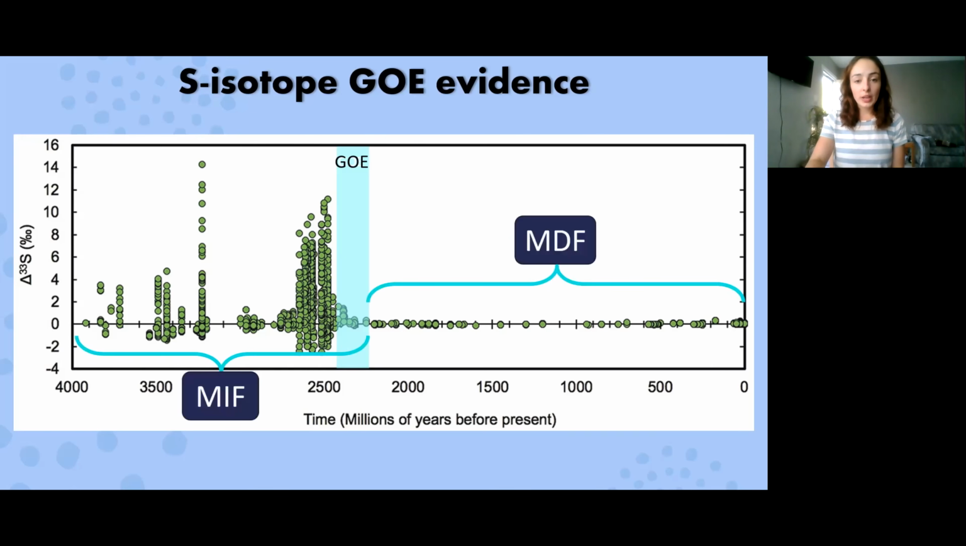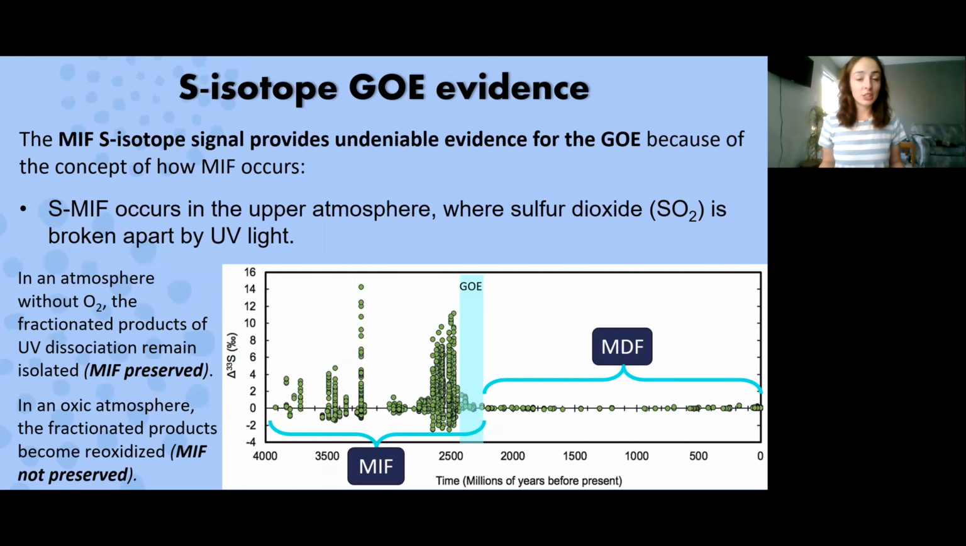Well, this graph is showing MIF and MDF fractionation, which stand for mass-independent fractionation versus mass-dependent fractionation. So right away, we can see that mass-independent fractionation dominated on early Earth until the GOE, and then mass-dependent fractionation, which is typically how isotopes fractionate and how we understand them to fractionate in today's environment, was occurring throughout Earth's history since the GOE.